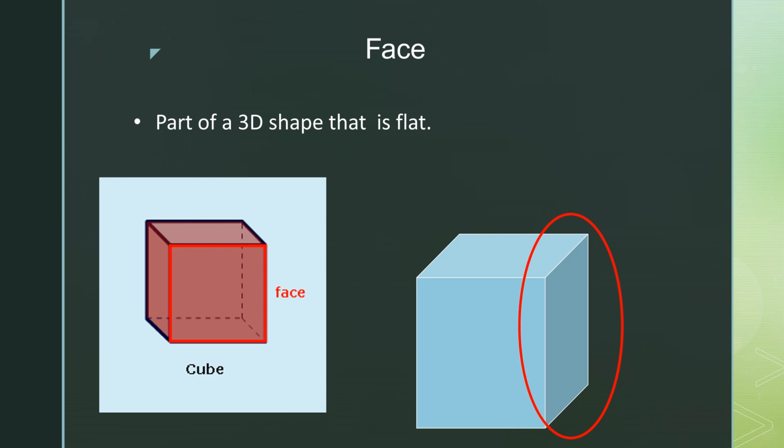The face is the part of the 3D shape that is flat. Now this is the face of this shape. This is a cube. So the part of a 3D shape that is flat is called the face.